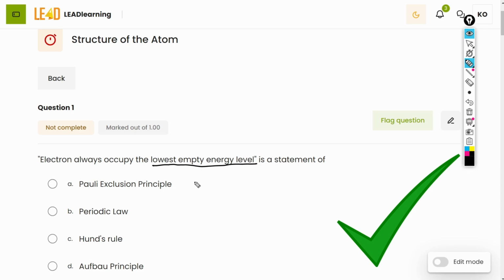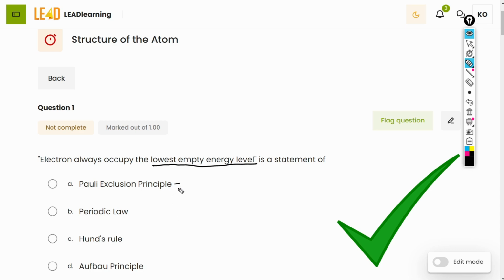Now, this statement says that when electrons occupy orbitals, they will occupy orbitals of lower energy levels first before occupying orbitals of higher energy level. This statement is the statement of Aufbau. So this is the Aufbau's principle.